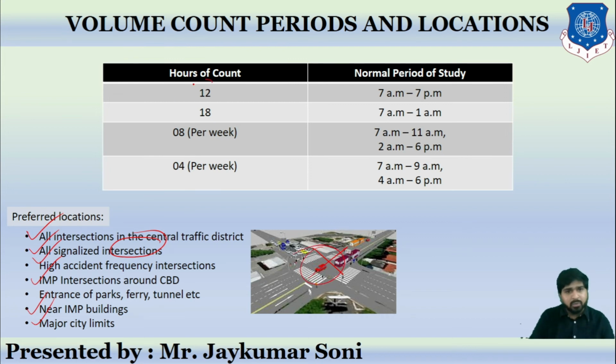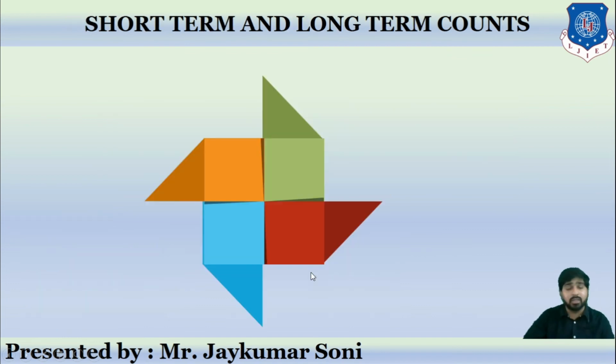See, if a 12 hours duration is there, then the survey should be from 7 a.m. to 7 p.m. If it is an 18 hours survey, then it should be 7 a.m. to 1 a.m. If it is 8 hours per week, then it should be 7 a.m. to 11 a.m. and 2 p.m. to 6 p.m. And if it is 4 hours per week, then it would be from 7 a.m. to 9 a.m. and 4 p.m. to 6 p.m. So this is about the volume count period and the locations.